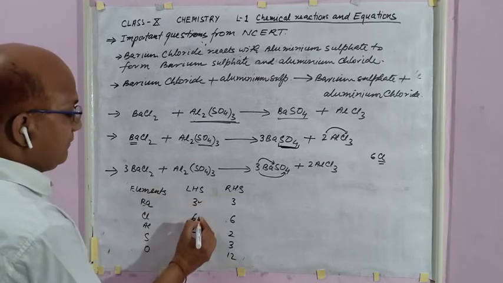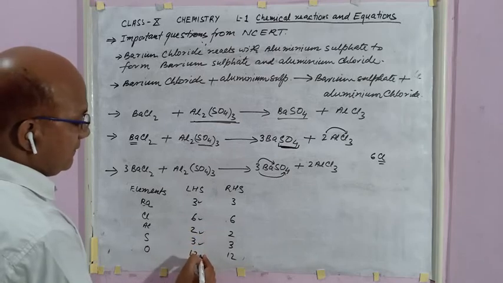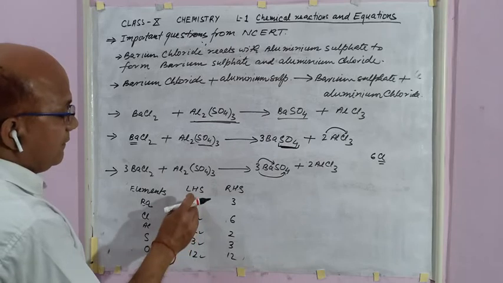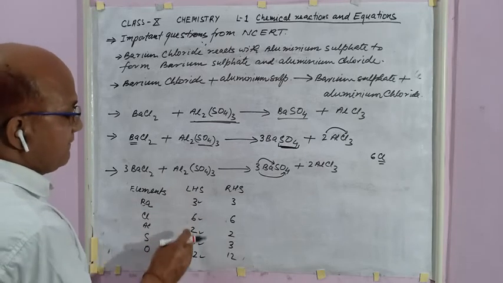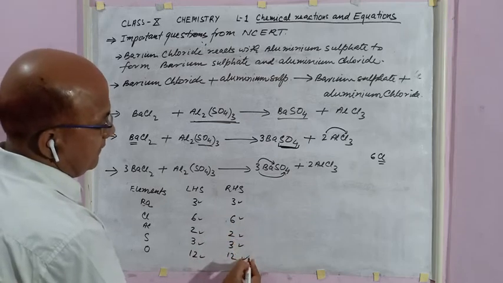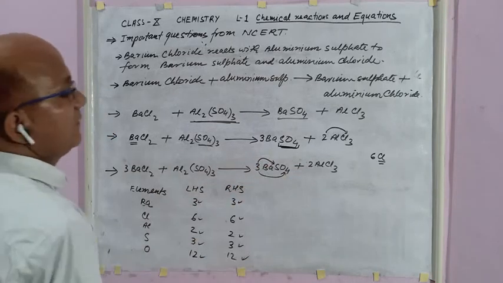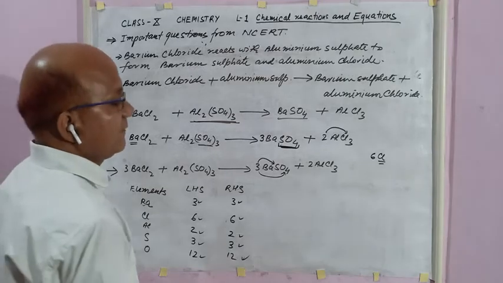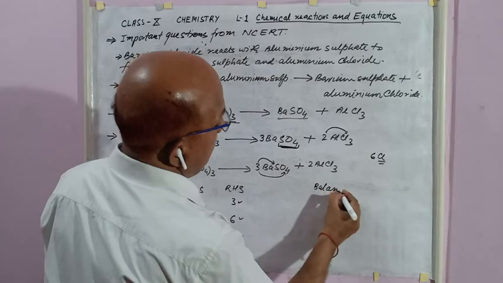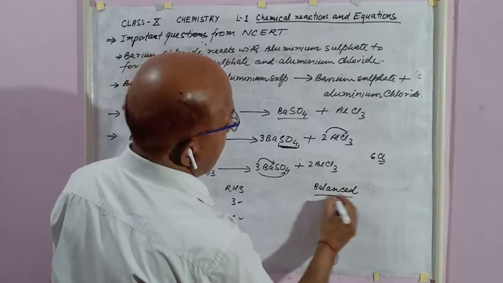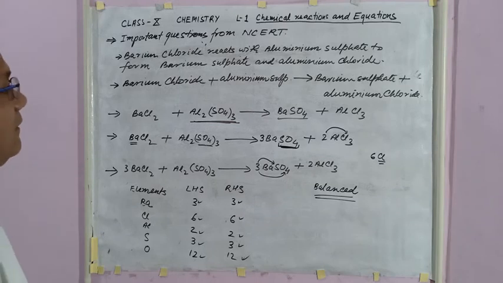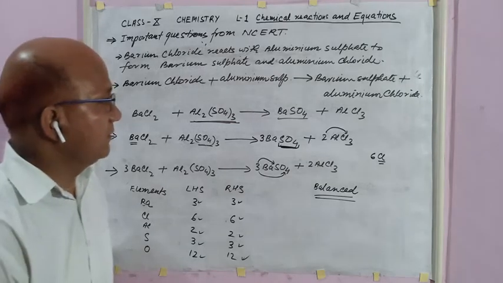So now you can see the atoms of all these elements, the number of atoms on the left side, are equal to the right side. So this reaction is chemically balanced. This is now the balanced equation. Now you can take a screenshot of it.